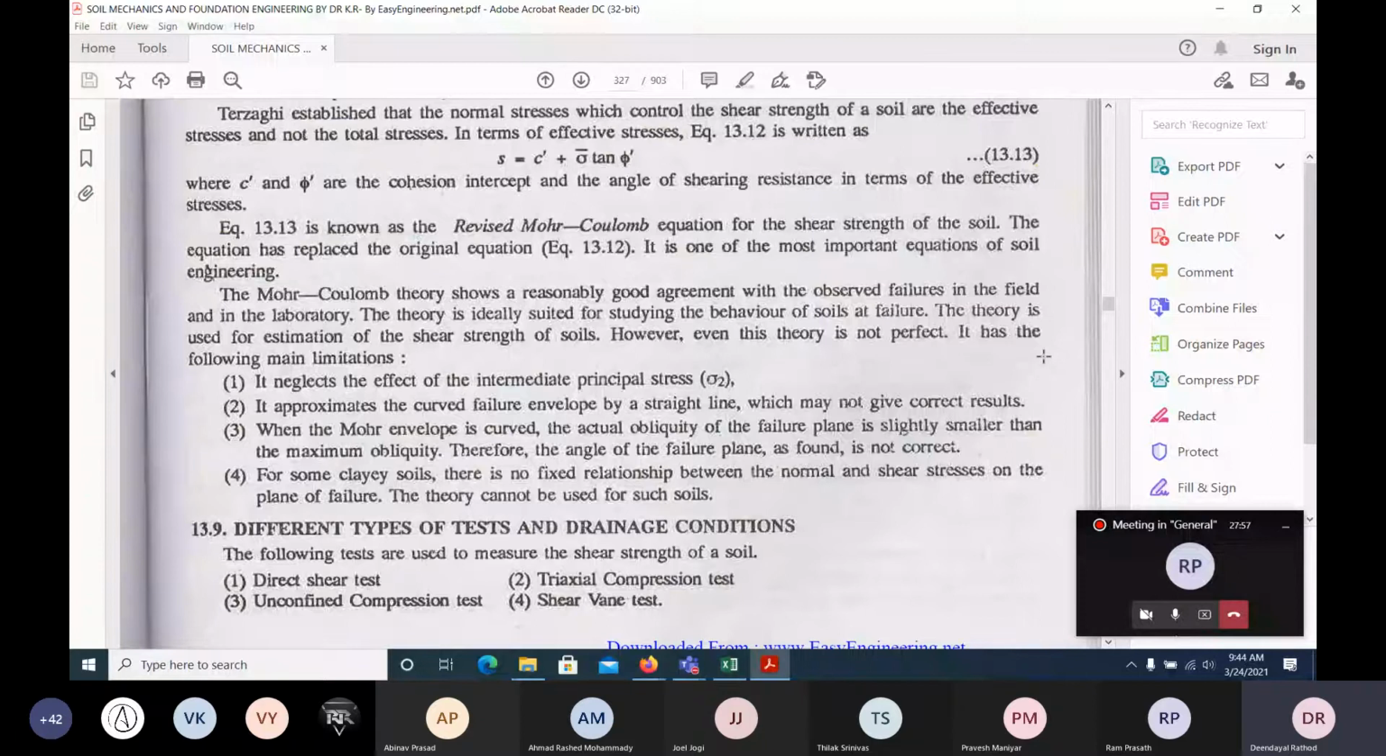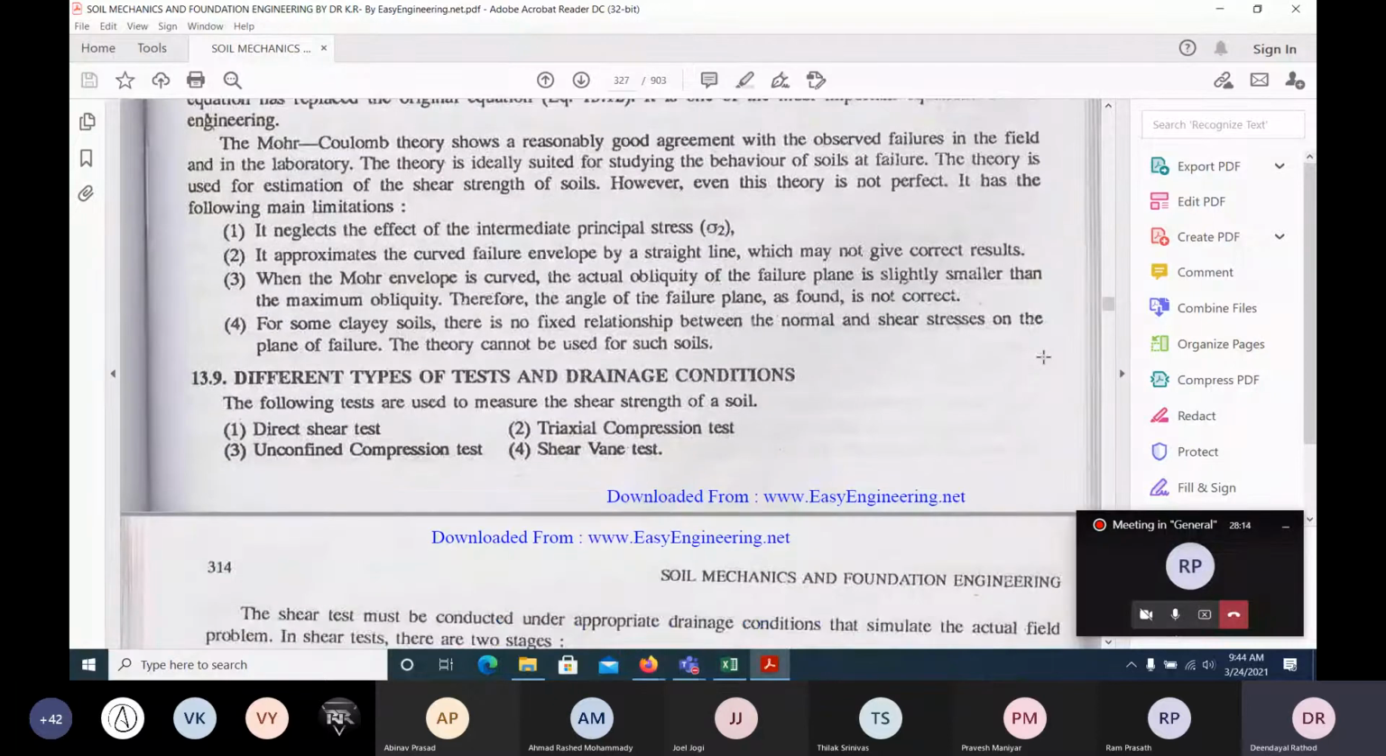Then the Mohr envelope is curved, that we have discussed. And for some clay soils, there is just no fixed relationship between the normal stress and shear strength; for different clays we have, sometimes there would be some problem with that. Okay. Now coming to how we generally measure the shear strength of a soil in the laboratory.